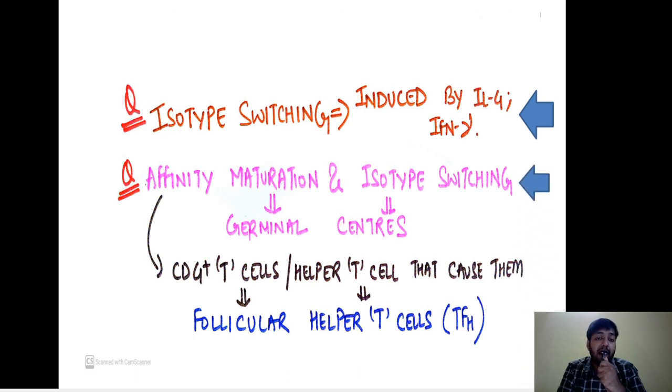Also remember that affinity maturation and isotype switching occur at the level of the germinal centers, and the CD4 plus helper T cells that cause them are called follicular helper T cells. So the CD4 plus T cells which cause affinity maturation and isotype switching are called follicular helper T cells.